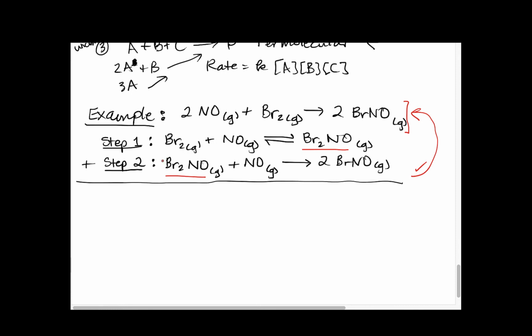So let's talk about this Br2NO for a second. Notice that the Br2NO gets produced at the end of step 1. It gets used up at the beginning of step 2. So this is called a reaction intermediate. And you can always tell a reaction intermediate because it gets produced at the end of a step early on, and then it gets used up in a later step so that it does not appear in the net reaction. It's not a net product.